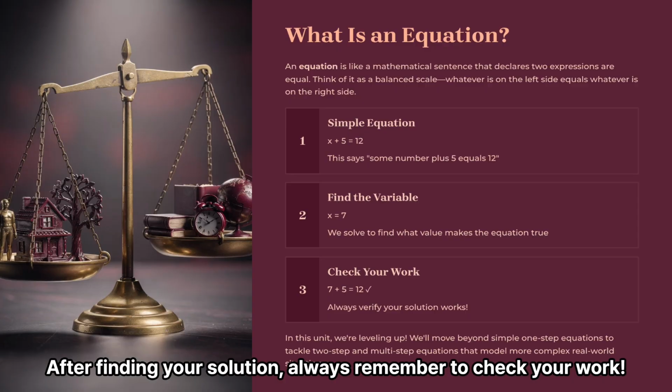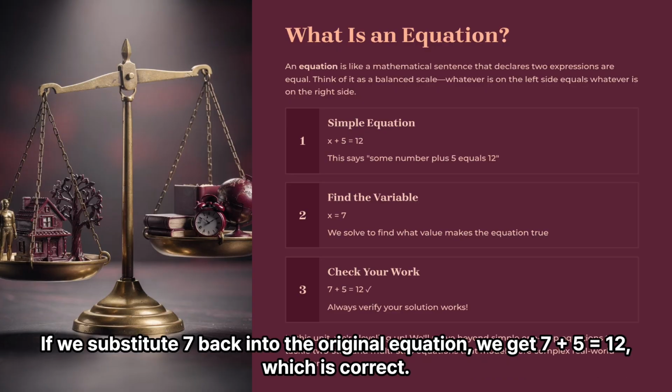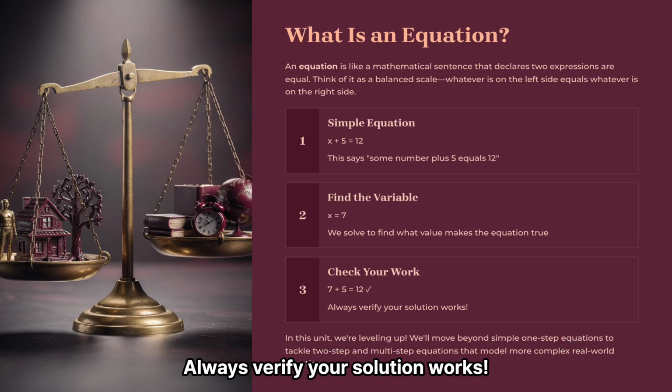After finding your solution, always remember to check your work. If we substitute 7 back into the original equation, we get 7 plus 5 equals 12, which is correct. Always verify your solution works.